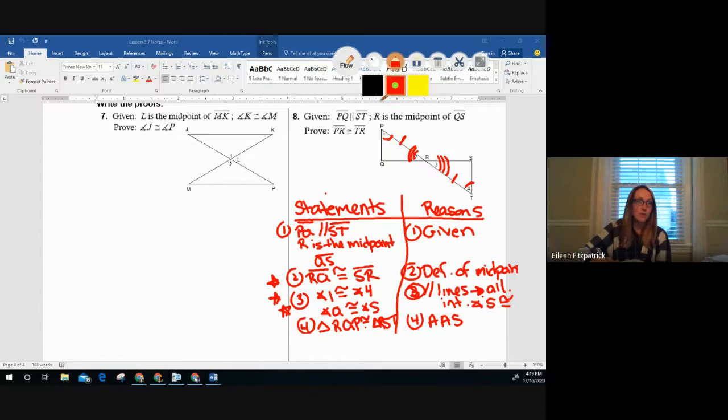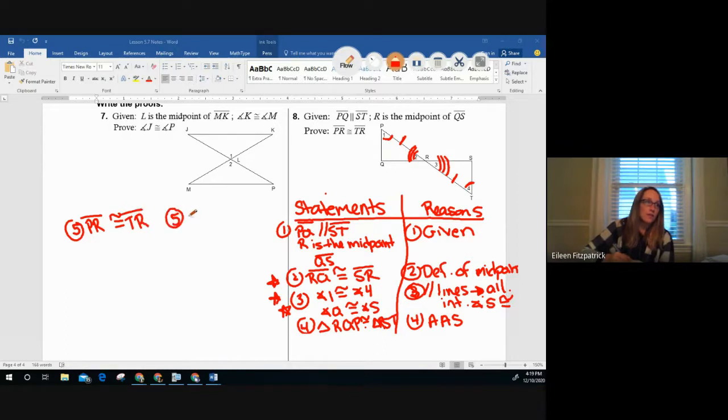Now that I know the triangles are congruent, my 5th and final statement, which I have to add over here, is that PR is congruent to TR, and the reason is because my triangles are congruent, so congruent triangles implies that all corresponding parts are congruent. Any questions about that?